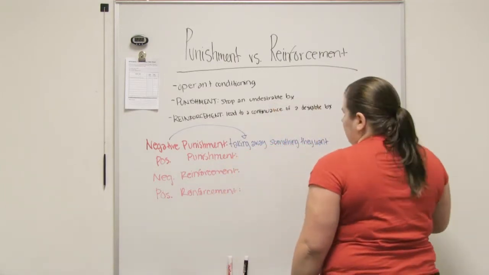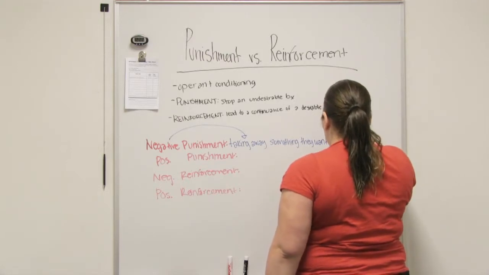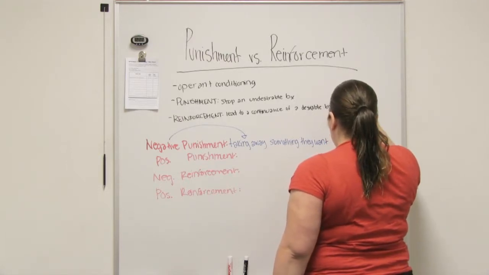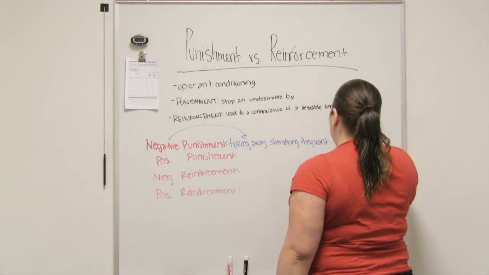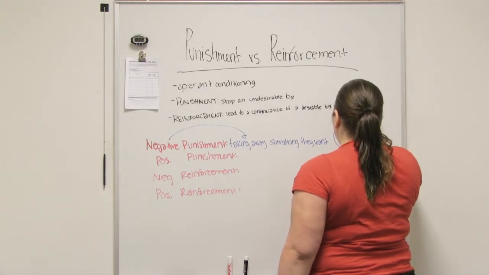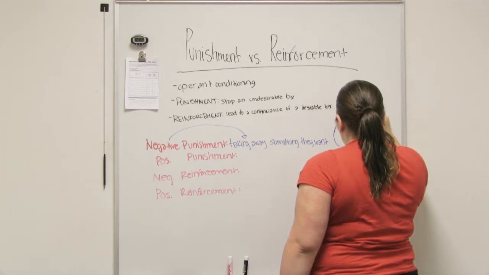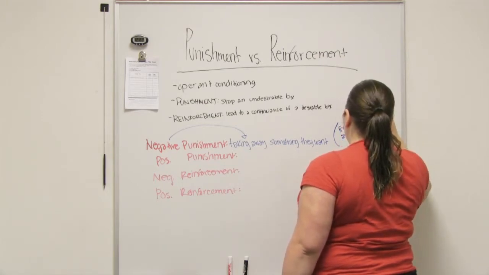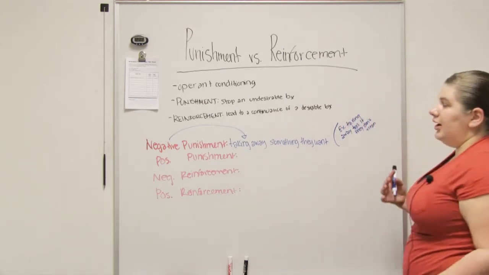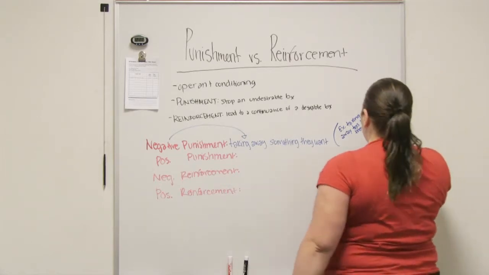So an example of this would be taking away their toys if they don't clean their room. Because the action of taking away their toys would hopefully lead them to stop being messy, so stopping an undesirable behavior.